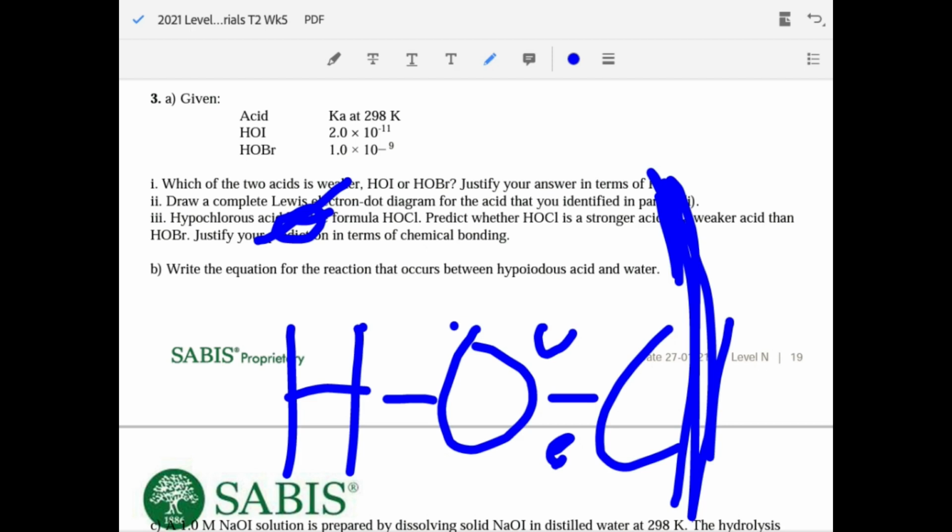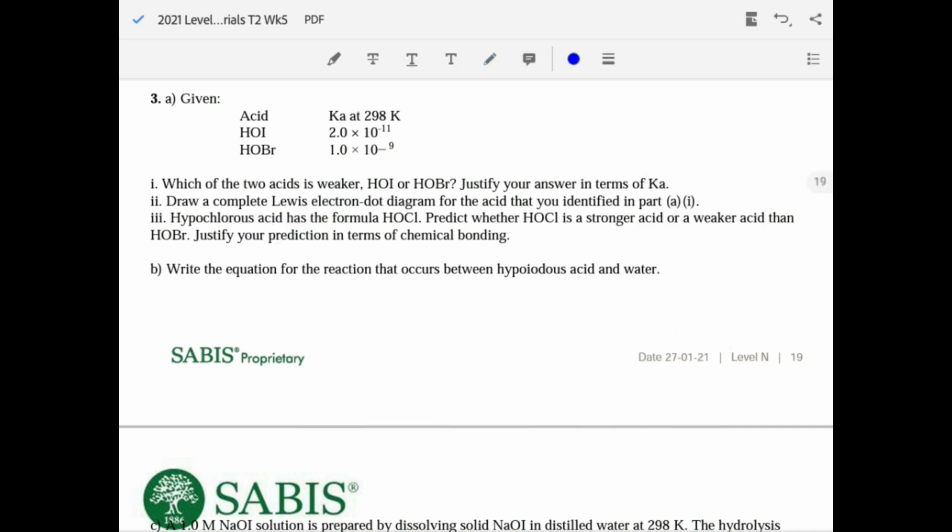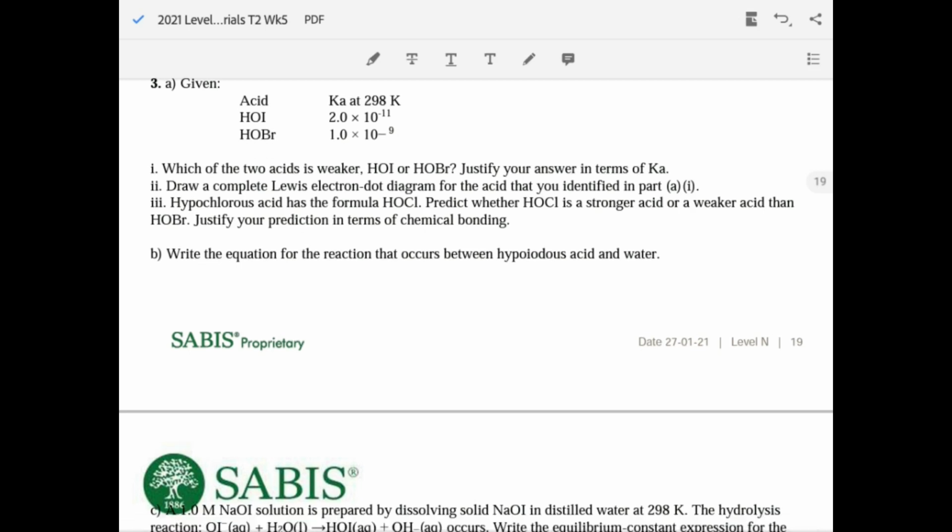So since Cl is more electronegative, the top right is more electronegative than the bottom left, it pulls the electrons more, and H will be able to be let go easily. So that's why it's a stronger acid. Chemical bonding, the O and Cl bond is very electronegative and electron dense, which is able to let go of the proton easily. Write the equation for the reaction that occurs between hypoiodous acid and water.